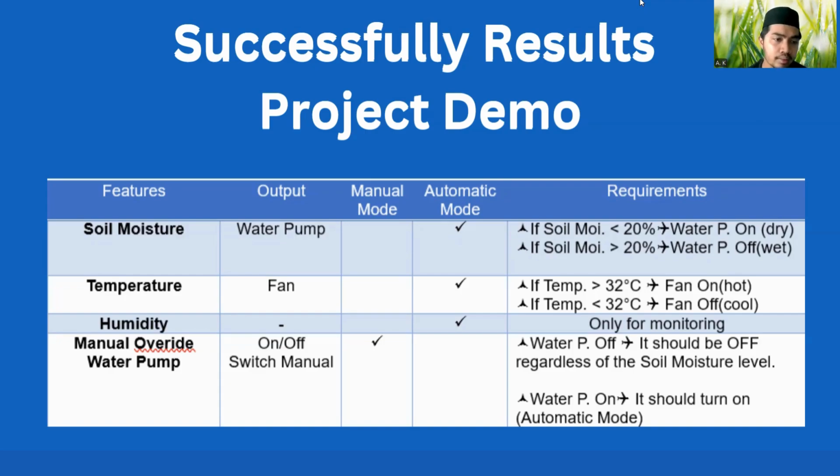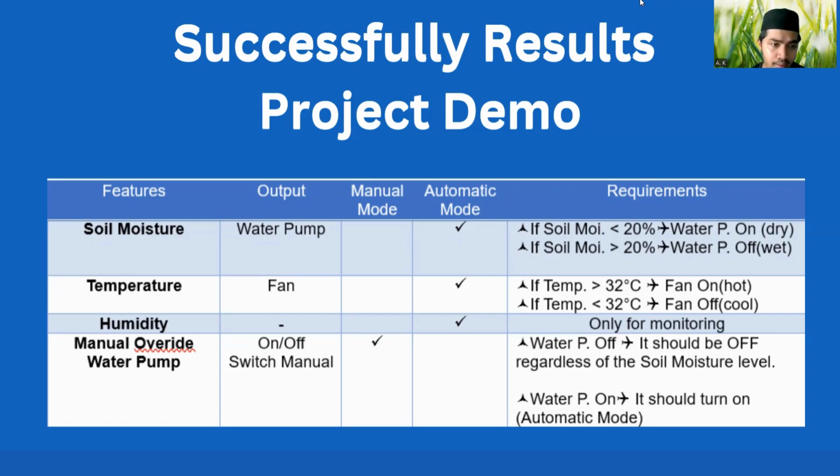The next is the temperature sensor, which is linked to the fan. It is also in auto mode, and its requirement is if the temperature is greater than 32 degrees Celsius, the fan will be turned on, which is hot. If the temperature is less than 32 degrees Celsius, the fan will be turned off, which is cool. Next is the humidity sensor. It is just for monitoring environmental humidity.